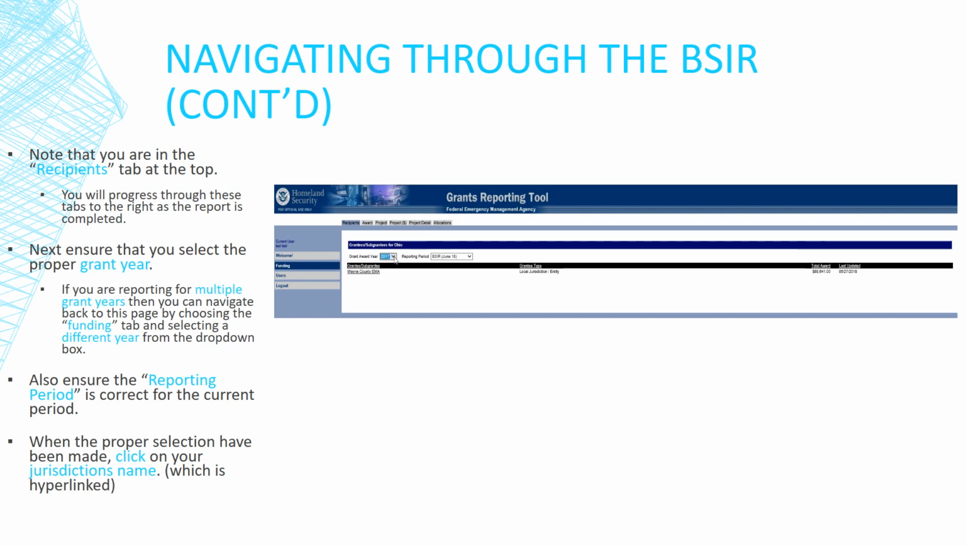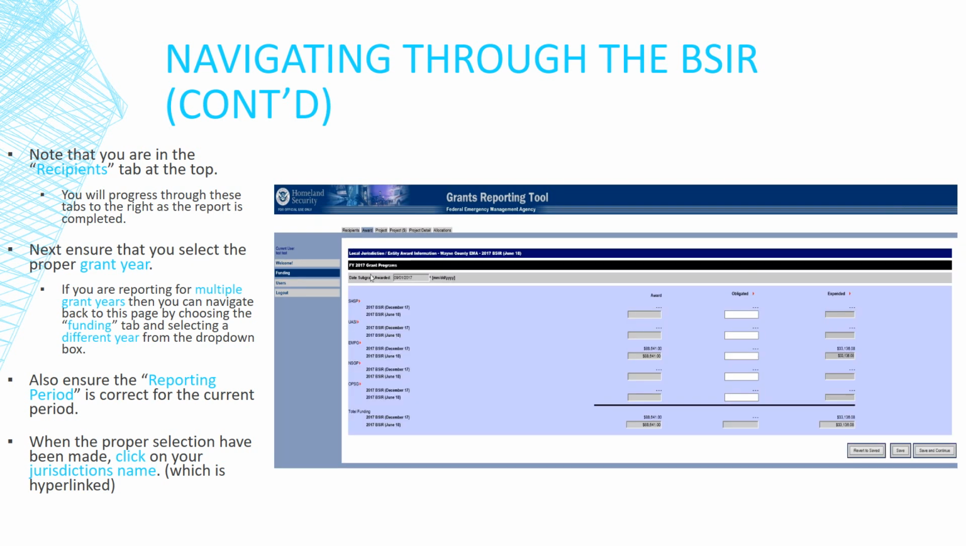Next, ensure that you select the proper grant year. If you are reporting for multiple grant years, then you can navigate back to this page by choosing the Funding tab and selecting a different year from the drop-down box. Also, ensure the reporting period is correct for the current period. When the proper selection has been made, click your jurisdiction's name and continue.